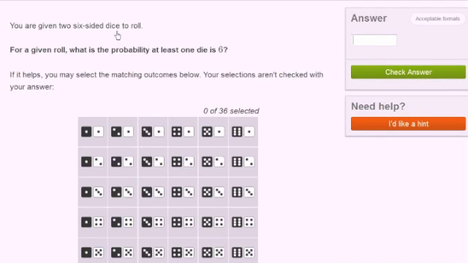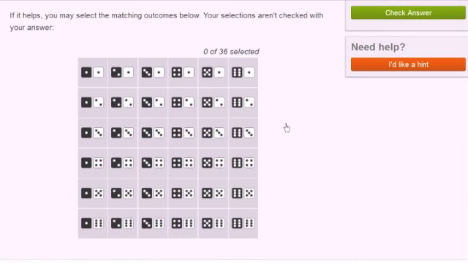You're given 2 6-sided dice to roll. For a given roll, what is the probability at least one die is a 6? At least one die is a 6. So let's see. We just have to look for all of the situations where at least one of the dice is a 6. So that one. Every time I see a 6, I should just click on that. That one, and then obviously all of these scenarios right over here. So these are all of the scenarios where at least one of the dice is a 6. Here, of course, is where both of the dice are a 6.